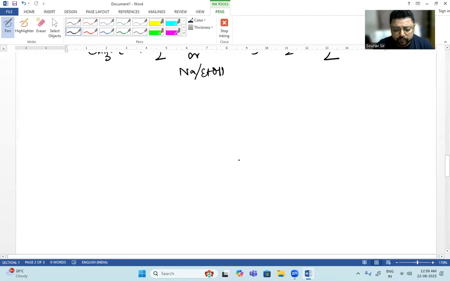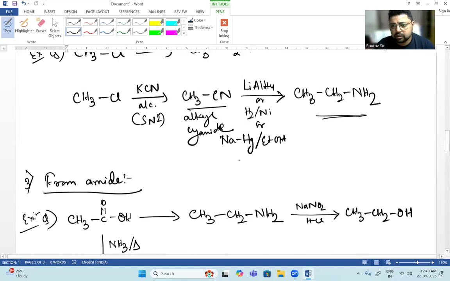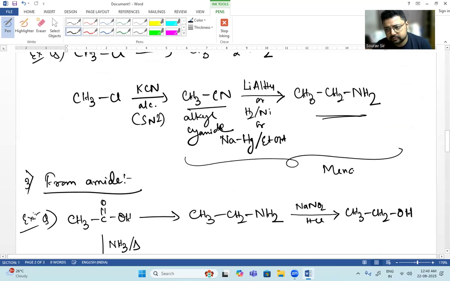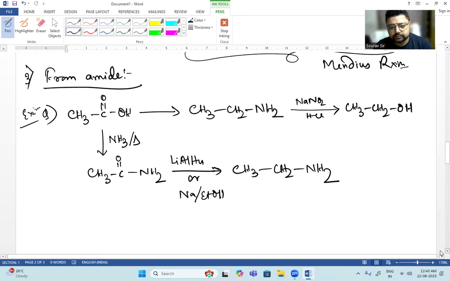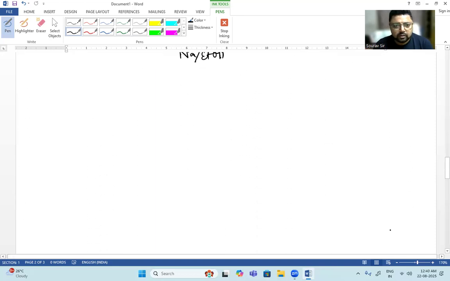Understood? Next, what we can do, and this reduction of alkyl cyanide to amines, is known as Mendius reaction. Okay, this is known as Mendius reaction. The fourth form of preparation is preparation from nitro compounds. Okay, preparation from nitro compounds.